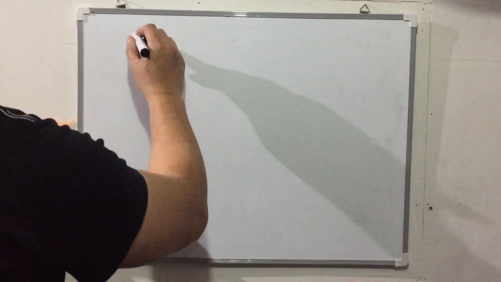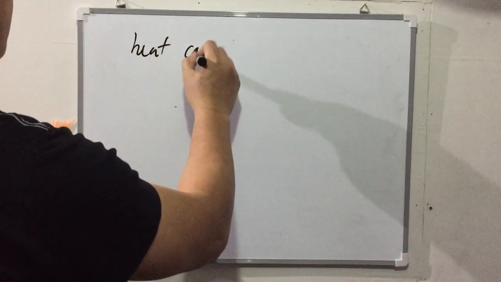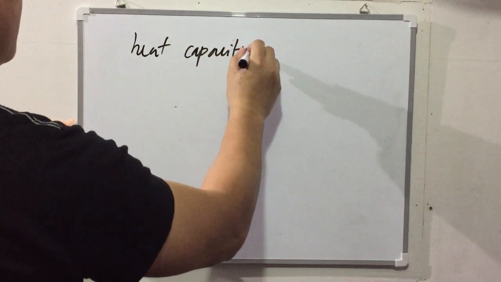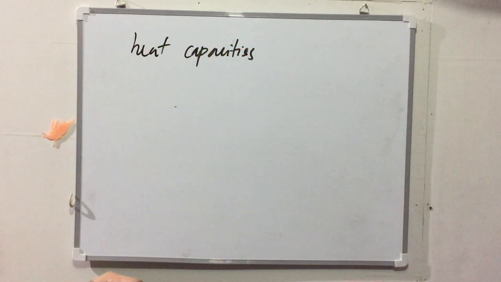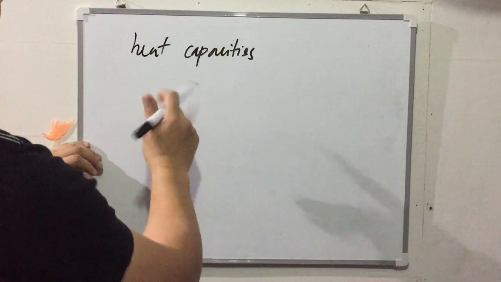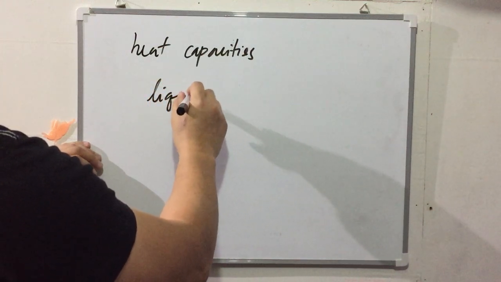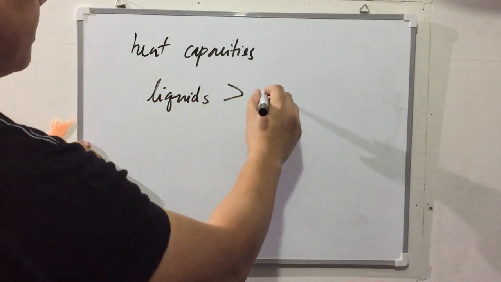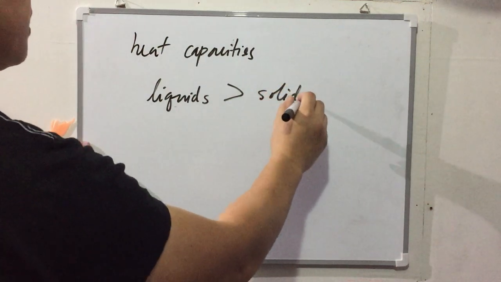So let's grab this up. In general, the heat capacities have this type of order for the different states. So liquids normally have greater heat capacity than solids.